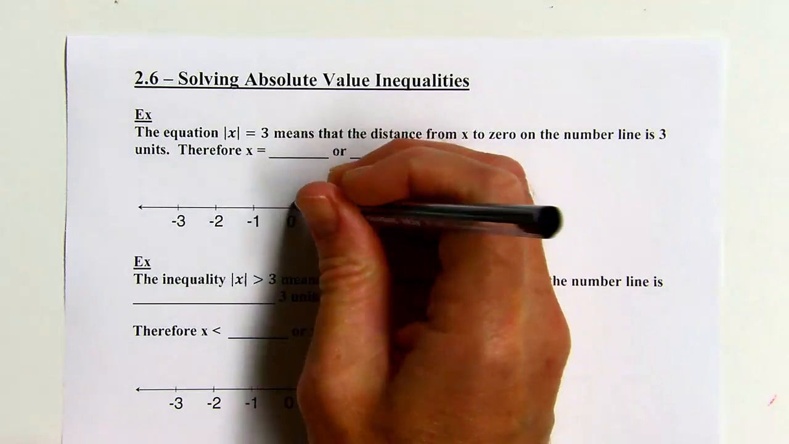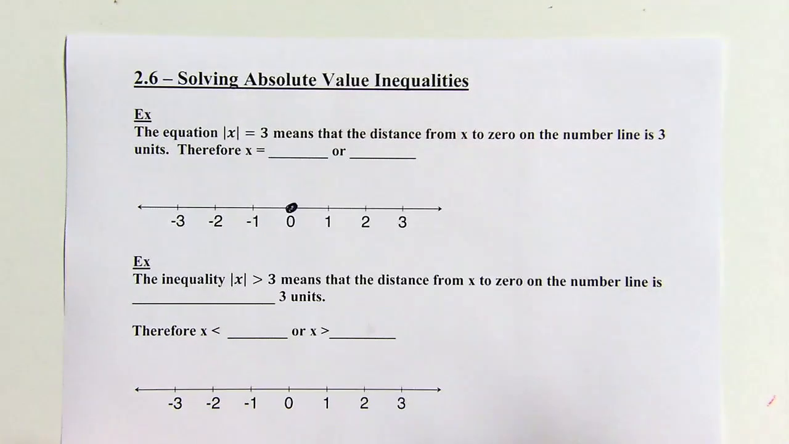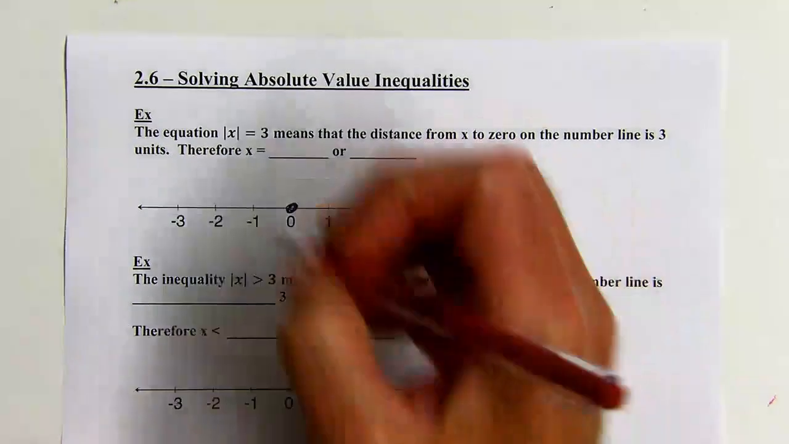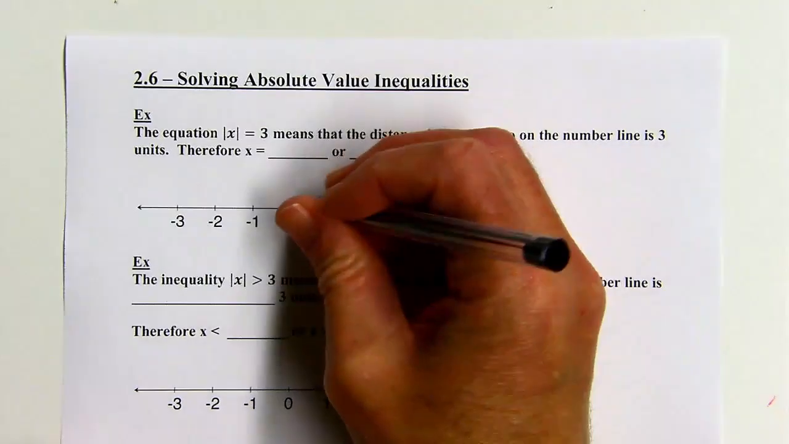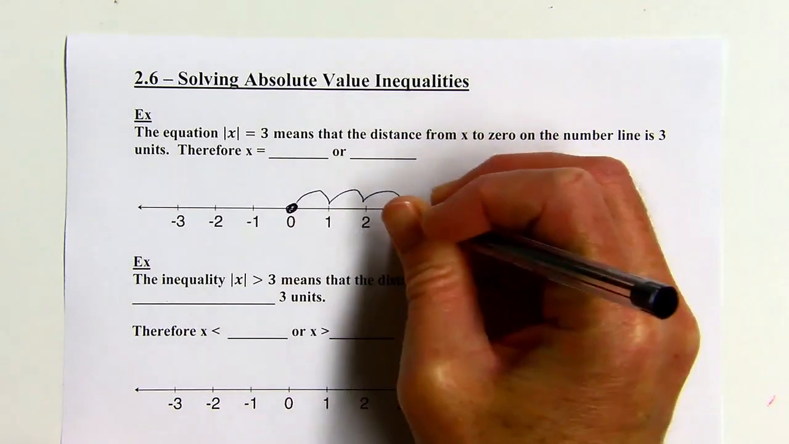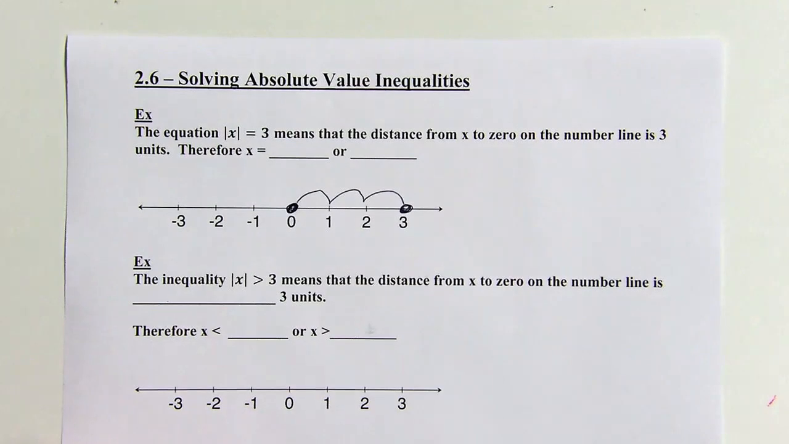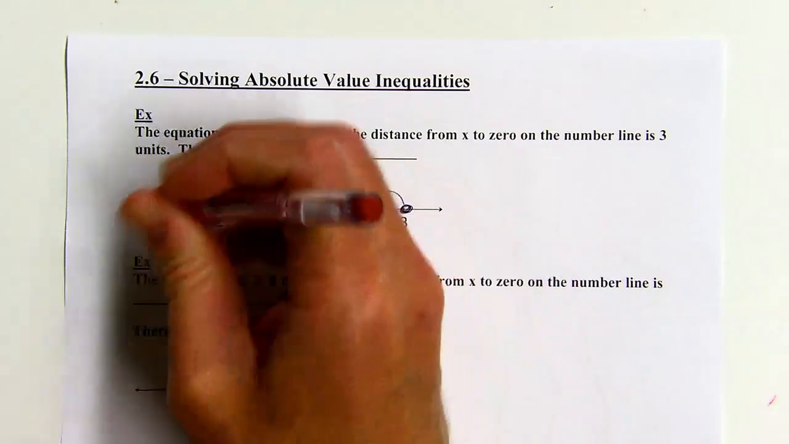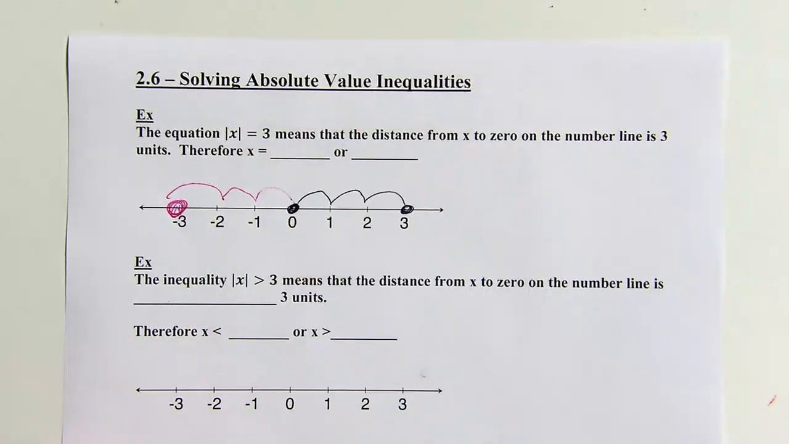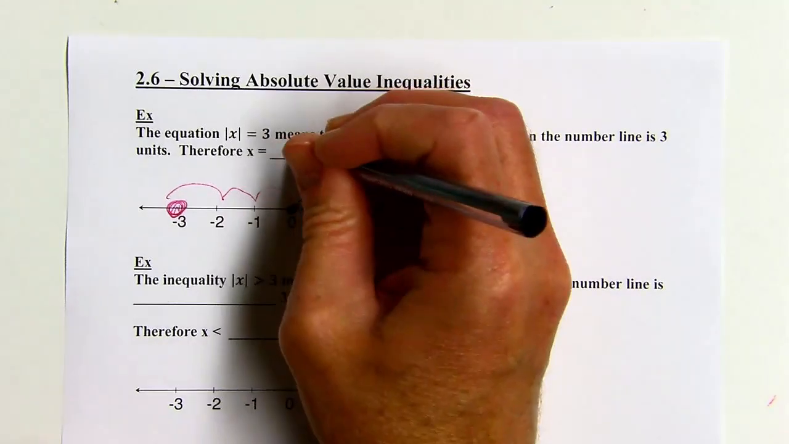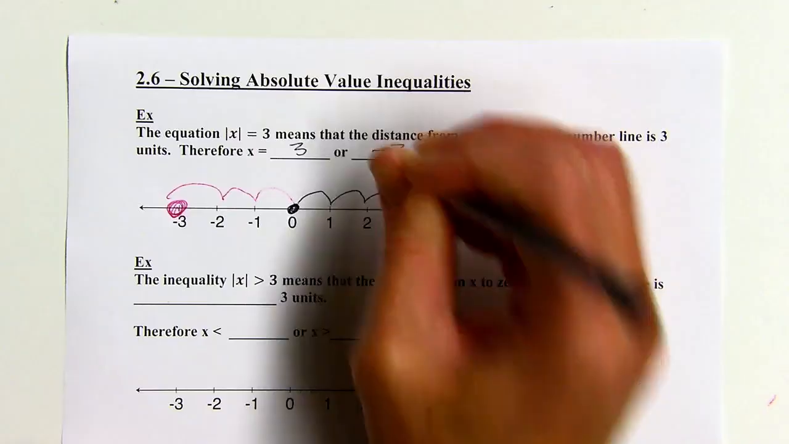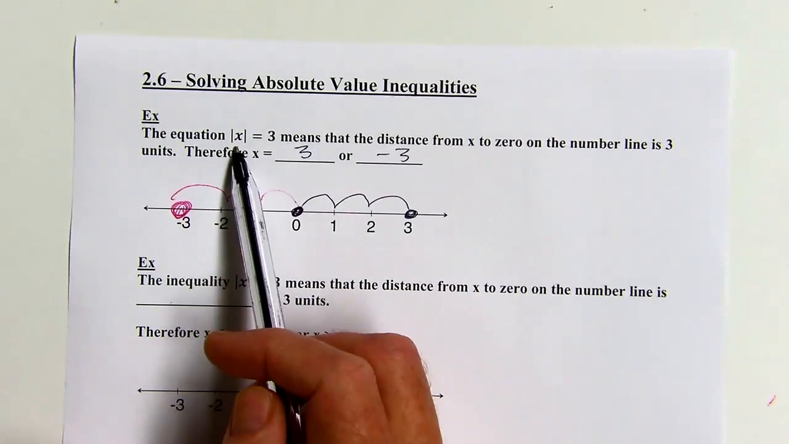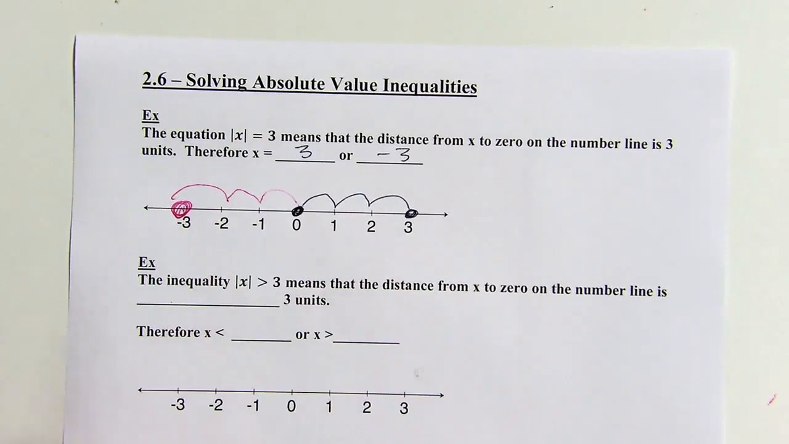Here's 0. If we think about the two numbers that are 3 units away from 0, you could go 3 units to the right. So 3 is 3 units away from 0, but you could also go 3 units to the left on the number line, and then negative 3 is 3 units away. So x could equal 3 or negative 3, and it would work out. The absolute value of 3 is 3, and the absolute value of negative 3 is 3.